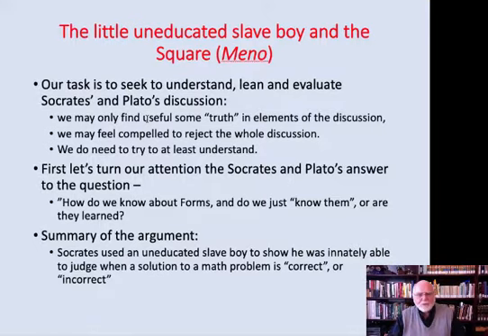Now, we need to pause for a moment here. In our introductory videos, I said to you we're going to be learning new and different ideas, and you're perhaps going to be challenged. I want to remind you that our task, particularly as philosophers, is to seek to understand, to learn, to evaluate, and not simply to cast off because we disagree with it. We need to see if we can find useful truth, useful insights in the discussions.